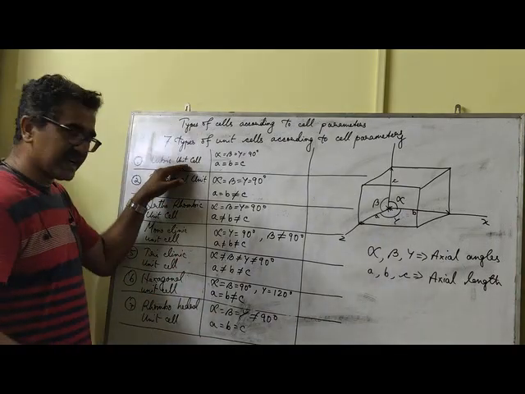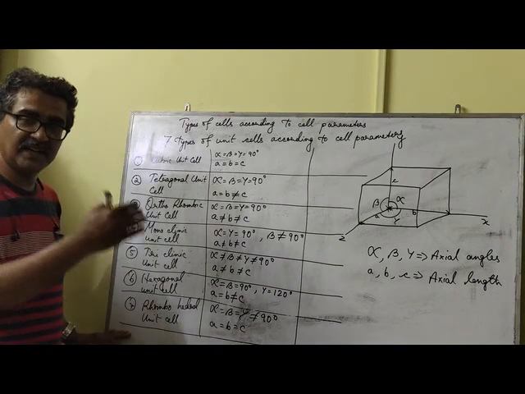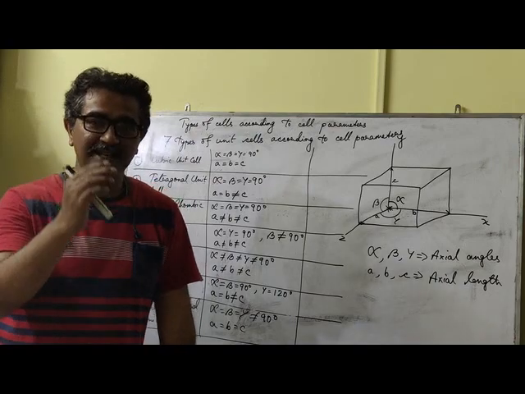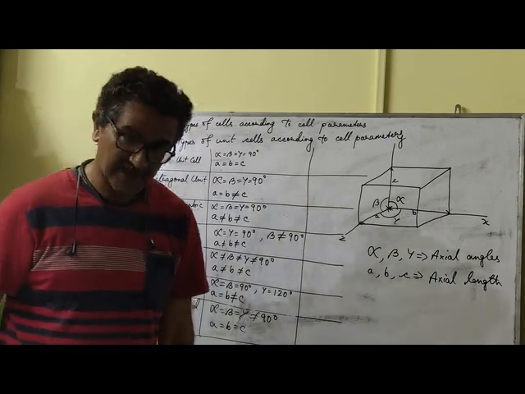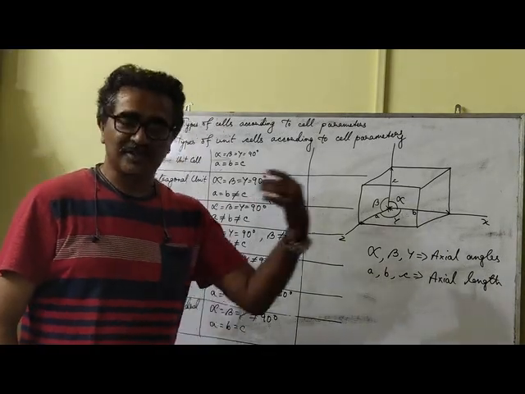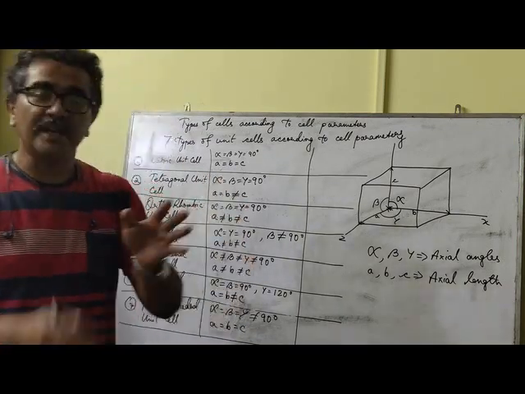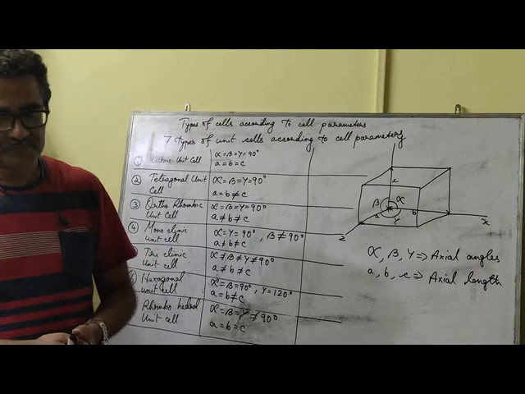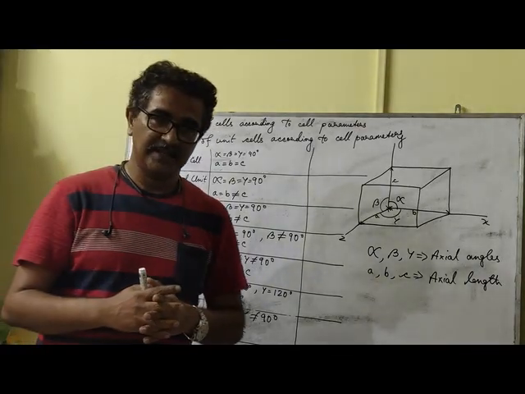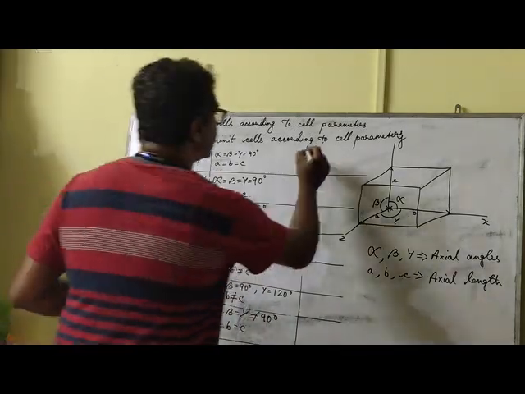So since each category can be of 4 different types, and there were 7 categories, 4 into 7, we get 28 different categories. So there is a possibility of having 28 different types of lattices. However, it has been seen, of course, experimentally, that there are only 14 variants, you can imagine. And these 14 variants are called Bravais lattice.